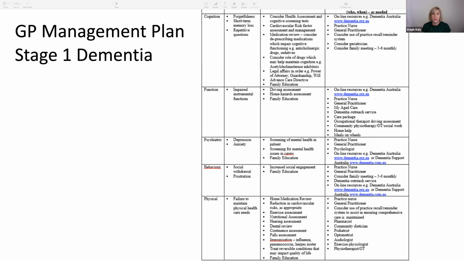As well, at this point, we would also be discussing some of the legal aspects associated with dementia. So you want to think about, has the person thought about a power of attorney? Do they even know what a power of attorney is? Do they wish to have an advanced care directive?